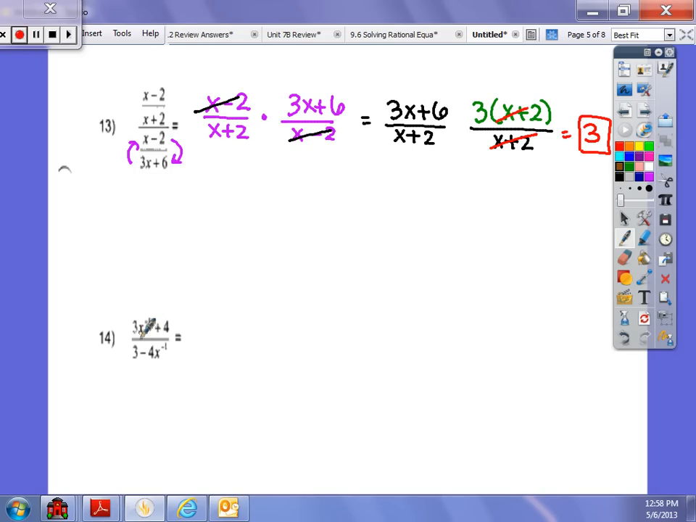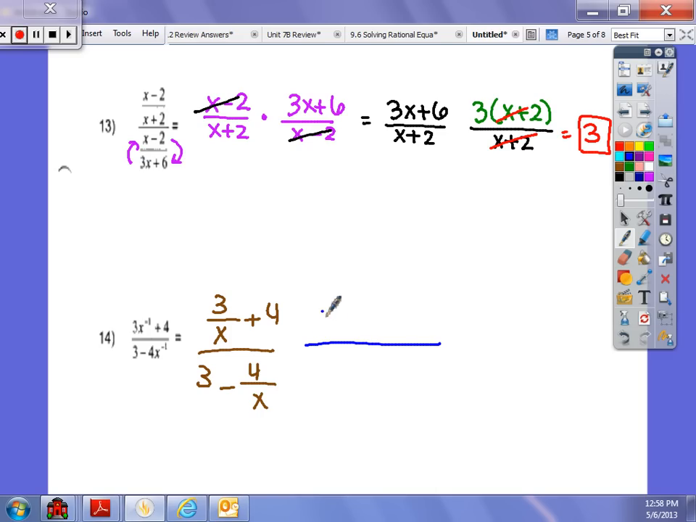Alright, the next problem is not on the test, but you should know how to rewrite it from Unit 5. Whenever we have a negative exponent, that means you drop it to the denominator. Same thing here. Drop that negative exponent to the denominator. And now we have a question just like we had for number 8. It's almost identically the same question.